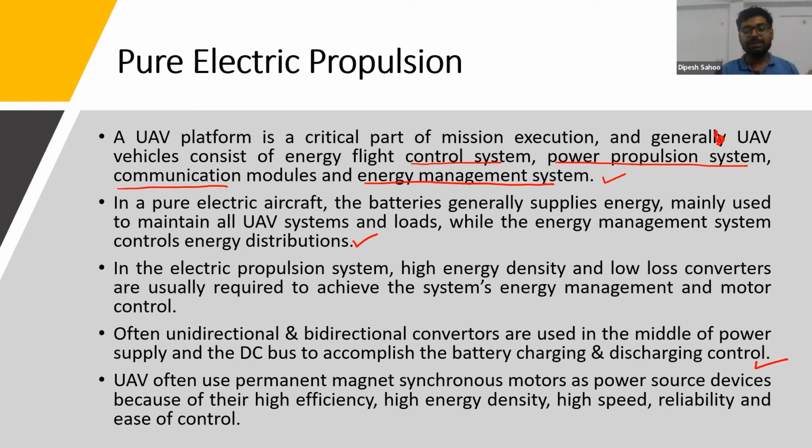So various types of DC to DC converters are used. In an electric vehicle, you know about the DC to DC converters, buck converters and boost converters. Buck converters are used to step down the voltage. Boost converters are used to step up the voltage or boost any current supply. In the same way, in pure electric hybrid drones, these buck converters and boost converters are also used. And they are very low loss converters, often unidirectional and bidirectional converters.